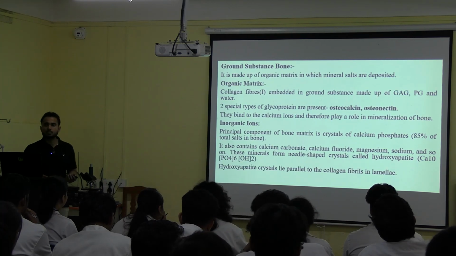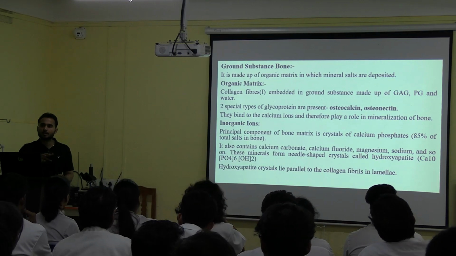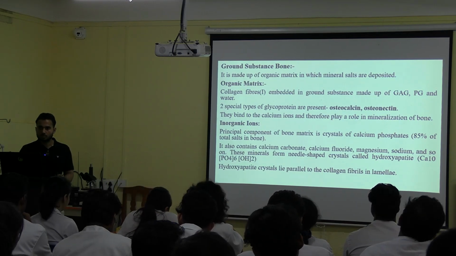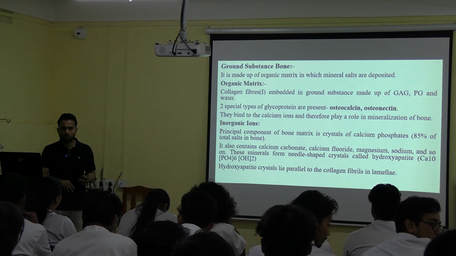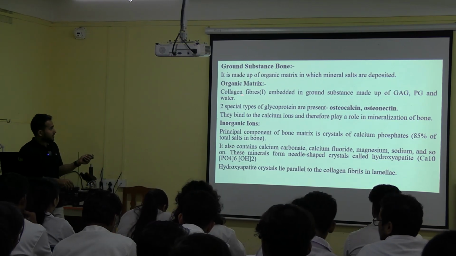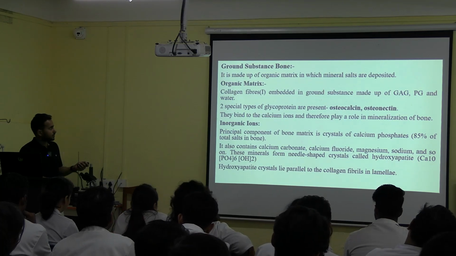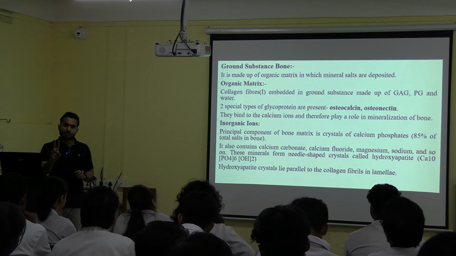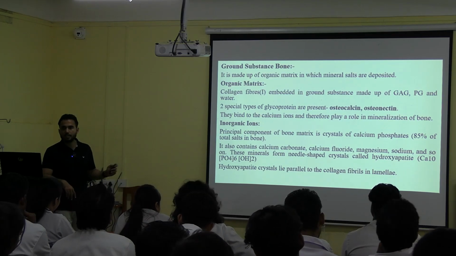Okay. Next, the ground substance. So ground substance has two components, organic and inorganic. In case of bone, the ground substance has two components, organic one and inorganic one. So organic matrix, as you can see, collagen fibers are there along with their GAG, that is glycosaminoglycans, and proteoglycans are there. And two specialized glycoproteins are there. What are they? As you can see, osteocalcin and osteonectin.